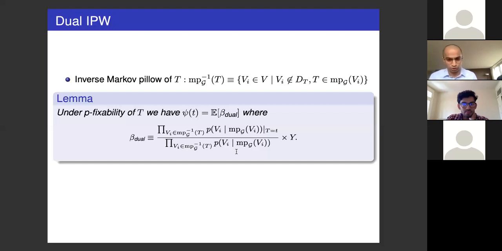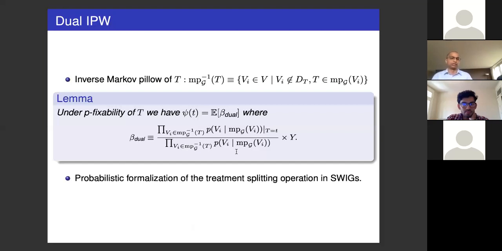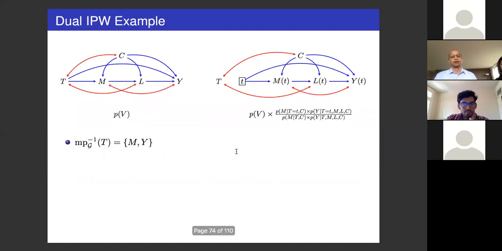What we were super excited to see after we thought about it a little more as to why this works, is that really this can be viewed as a probabilistic formalization of the treatment splitting operation in single world intervention graphs, for those of you who are familiar with SWIGs. If you're not familiar, let's just look at an example and see what that means.